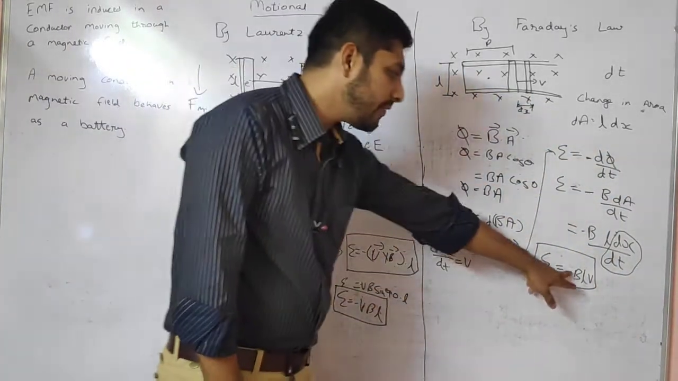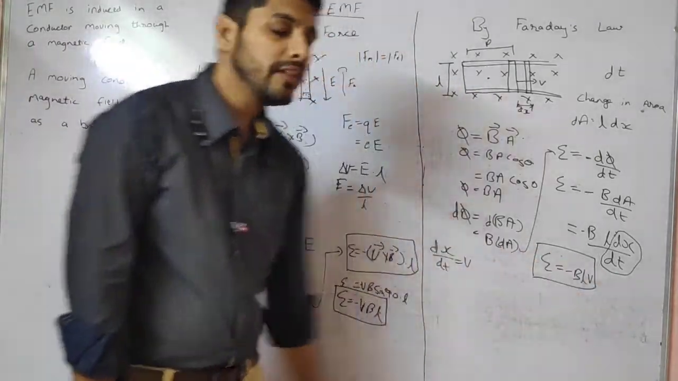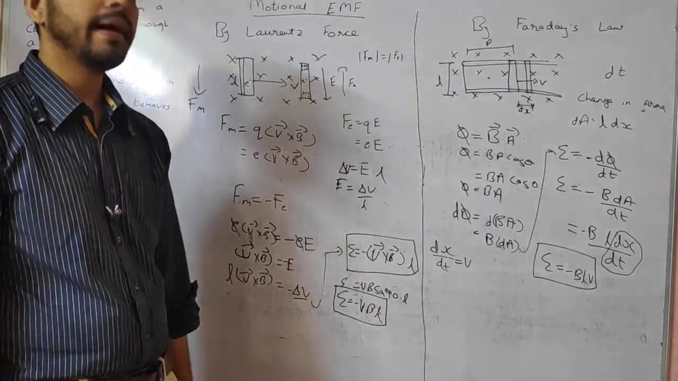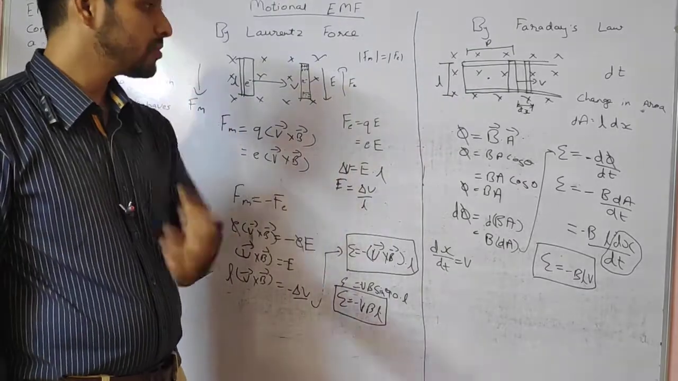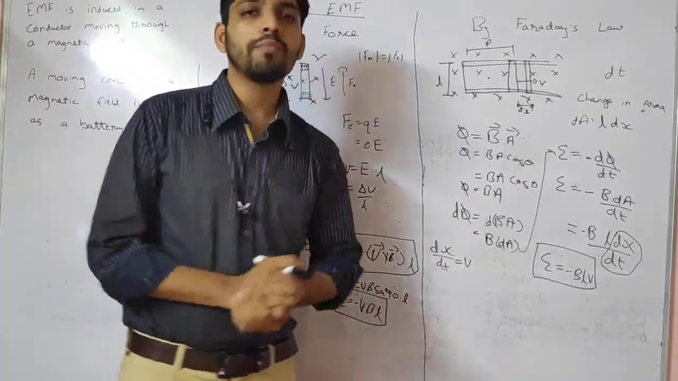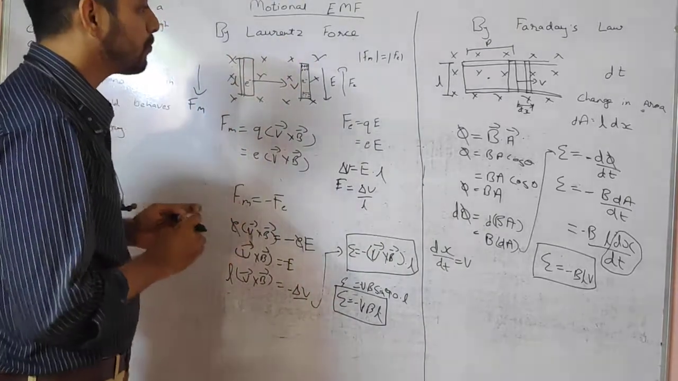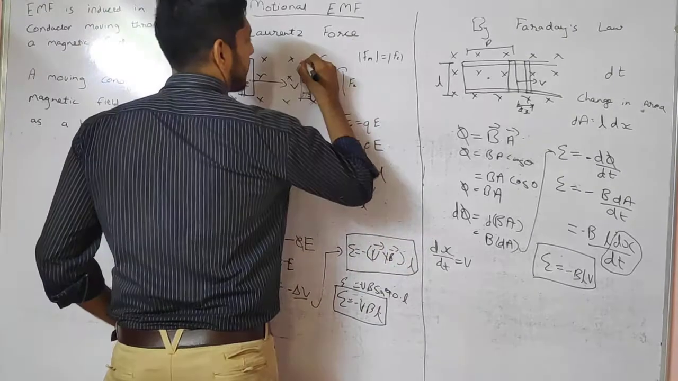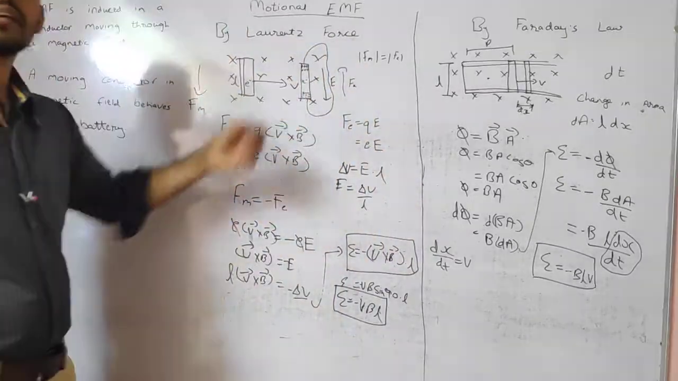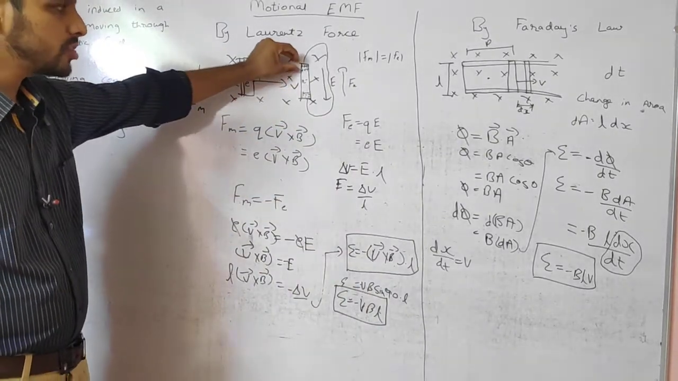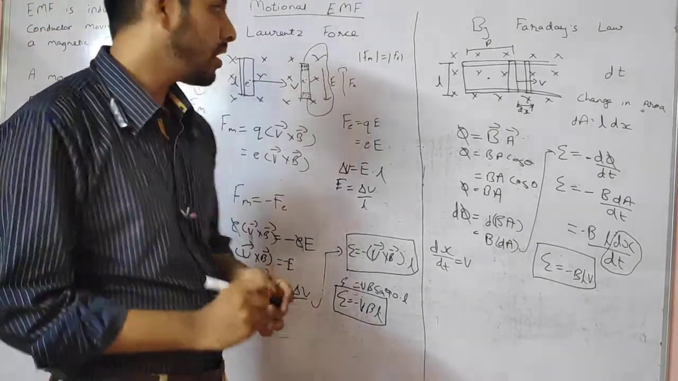Here you can see both the values are same: BLv, BLv. Induced EMF is equal to negative of BLv. That is due to Lenz's law. Due to that force the direction is opposite. So I hope this is very clear to you. This will act as a battery. Here a huge amount of potential difference is created. So if you connect this with a wire, then this will act as a battery, because there is a potential difference, and positive charges and negative charges are collected on both the ends of this conductor.